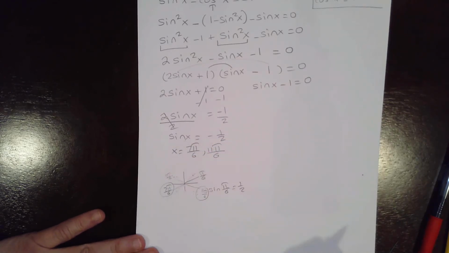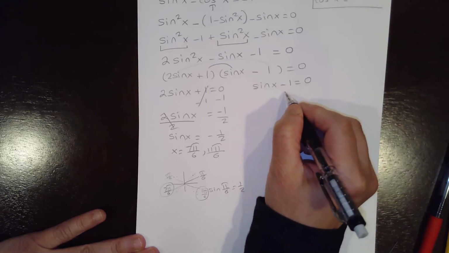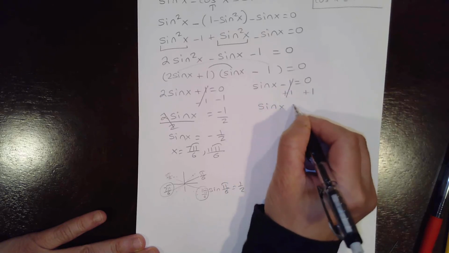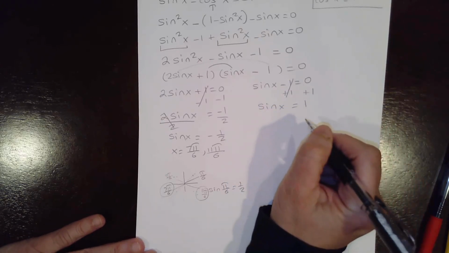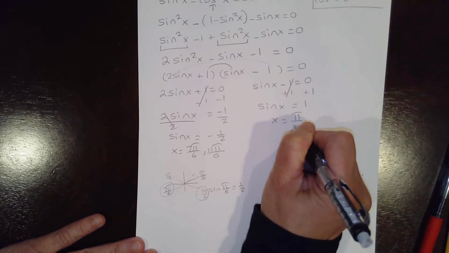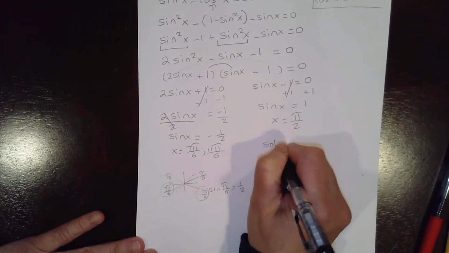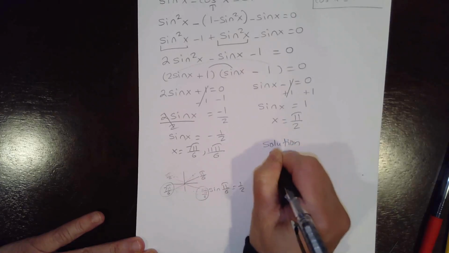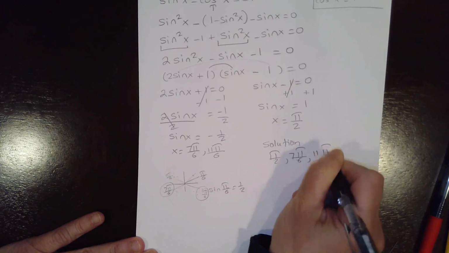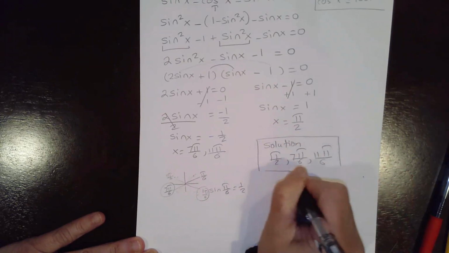All right? And now solving for x here, we add 1 on both sides. Sine x, this cancels, is equal to 1. And x, if you recall, must be pi over 2. Sine pi over 2 is 1. So the solutions are pi over 2, 7 pi over 6, and 11 pi over 6. I went with the smallest angle first to the largest. So these are the solutions for the equation.